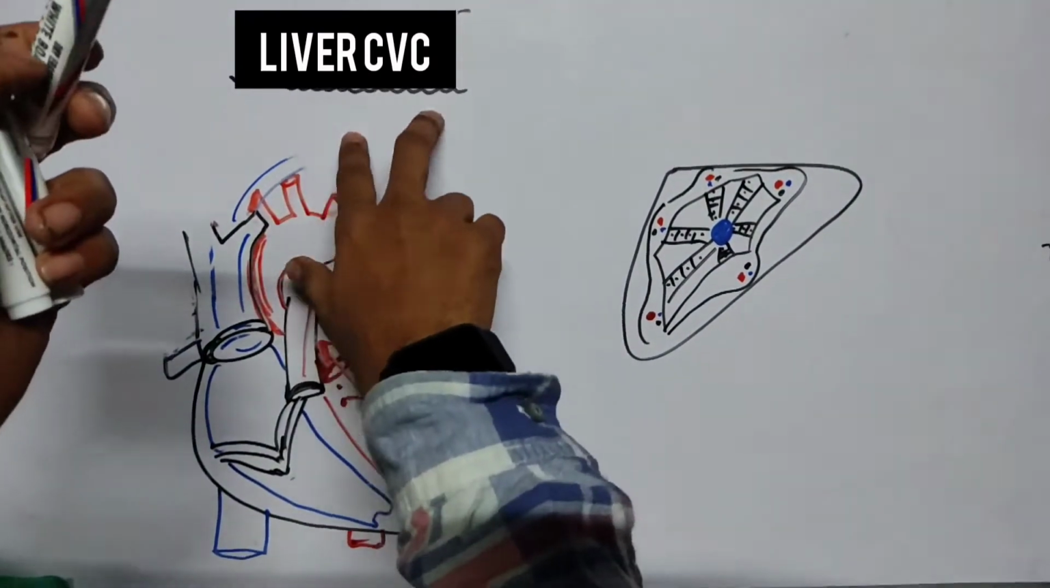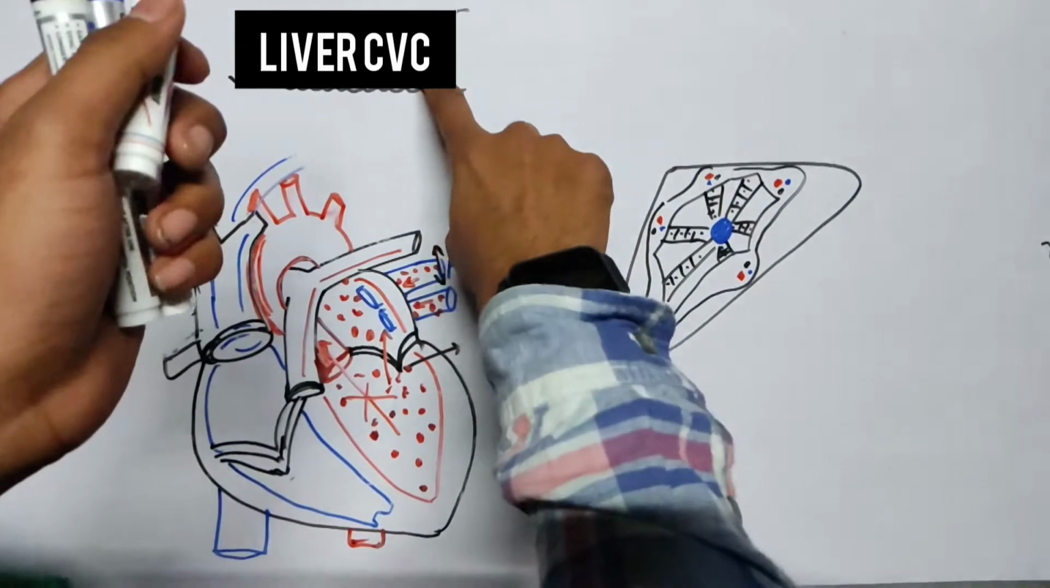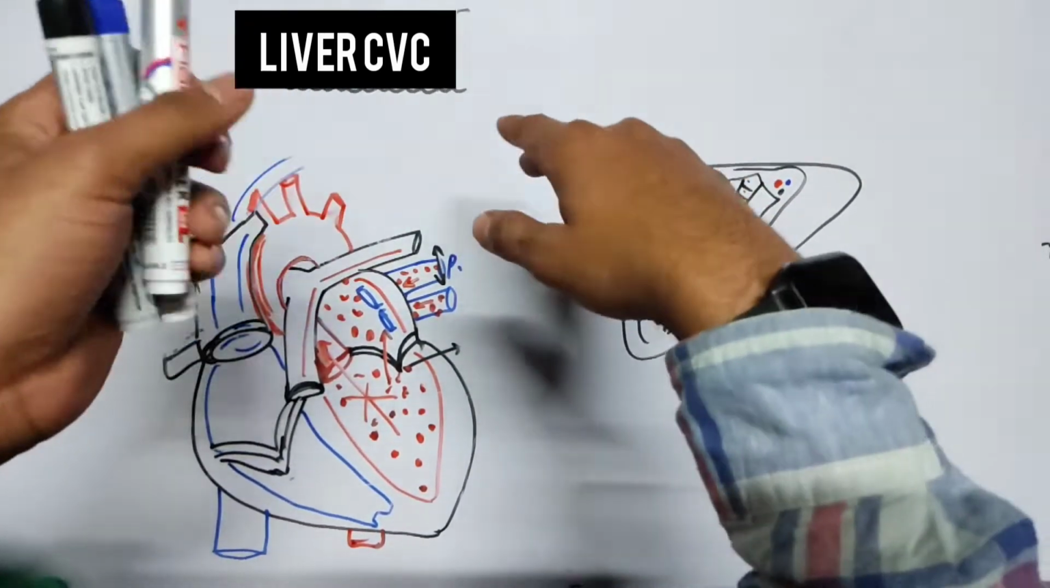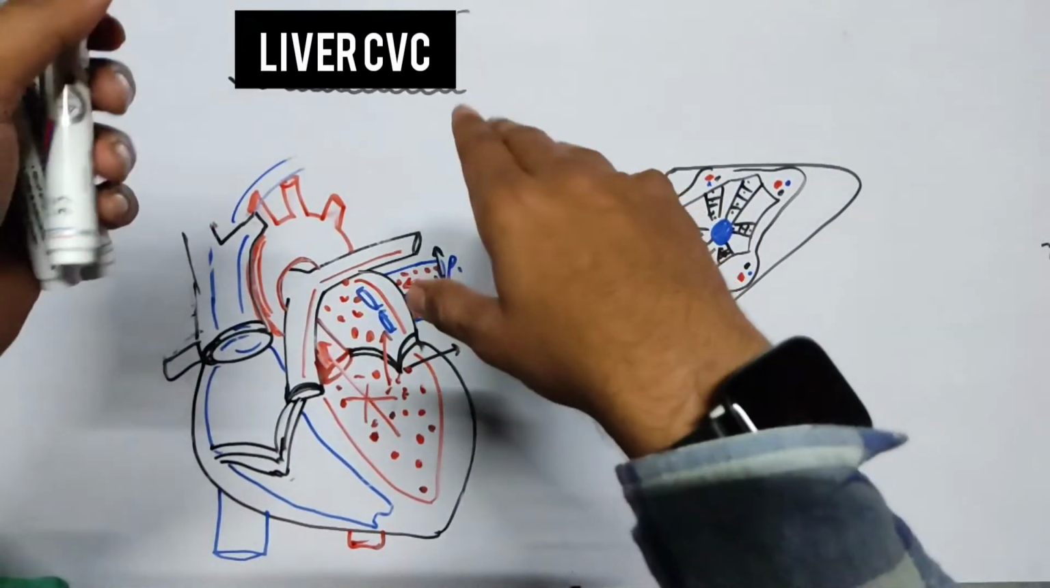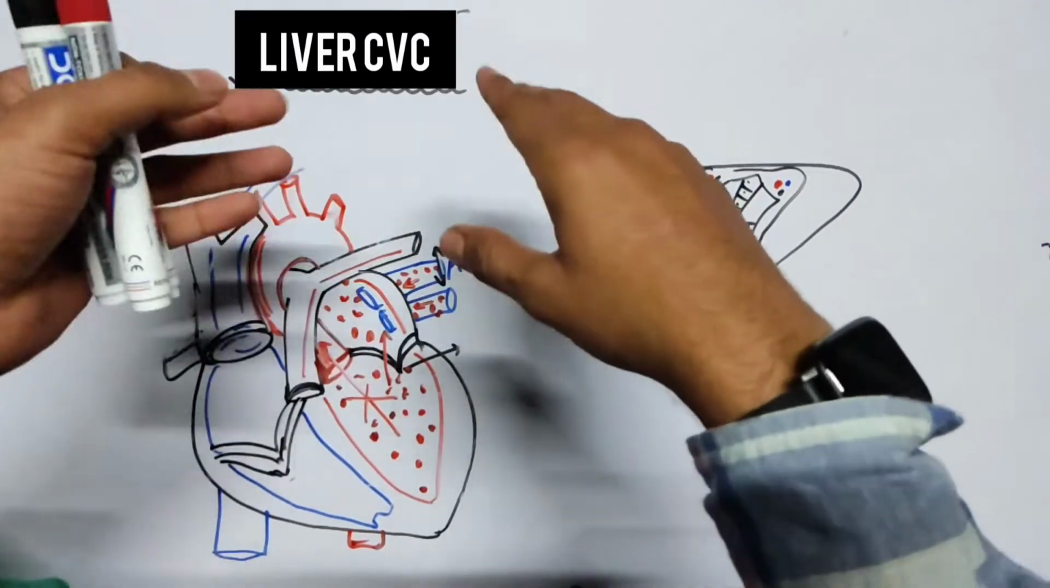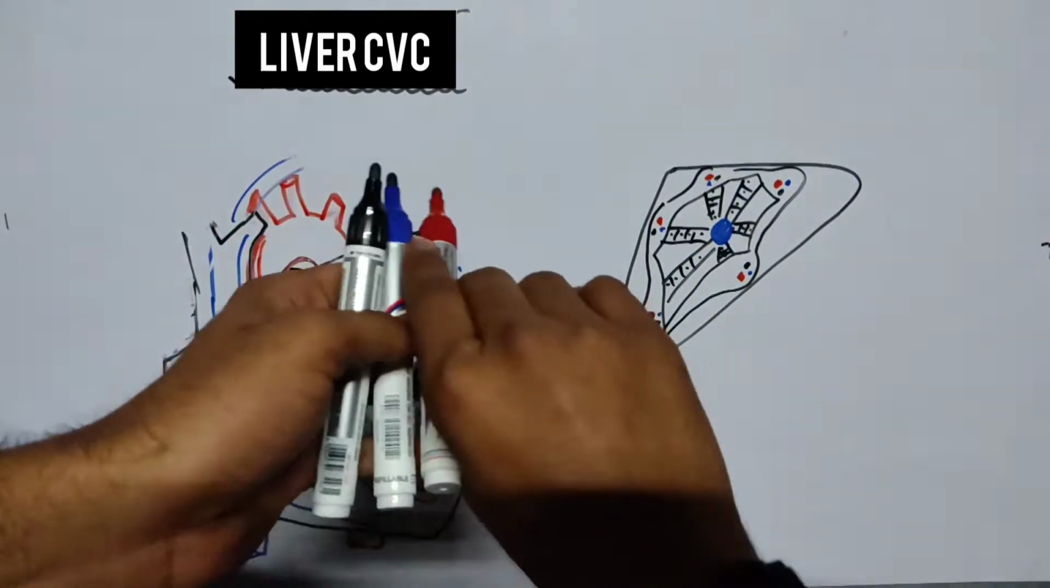Today we're going to talk about the liver CVC. I'm sorry for the name. The name is written as the lung CVC, but we're going to talk about the liver CVC. If you haven't watched my video about the lung CVC, please watch it because I have already uploaded it in my previous section of videos. Now we're going to talk about the liver CVC.